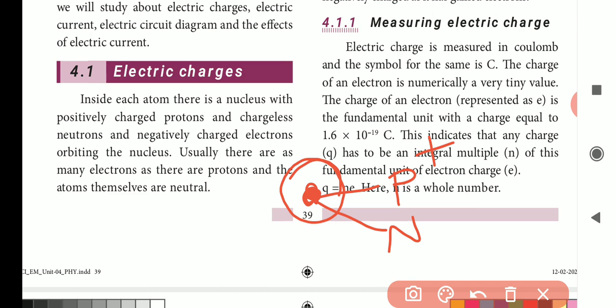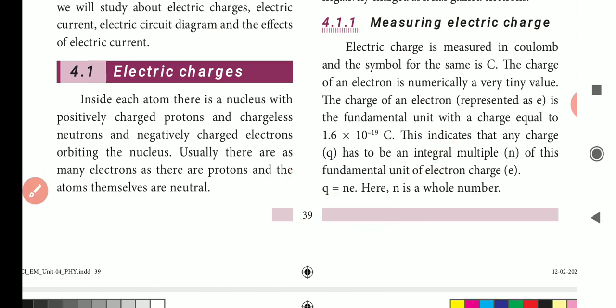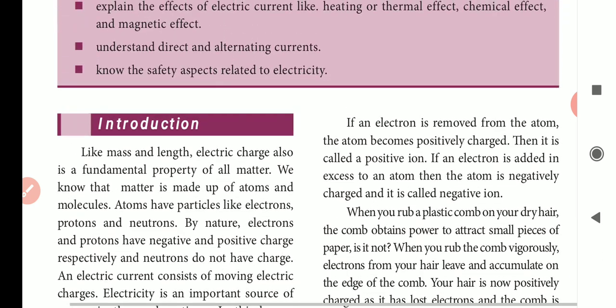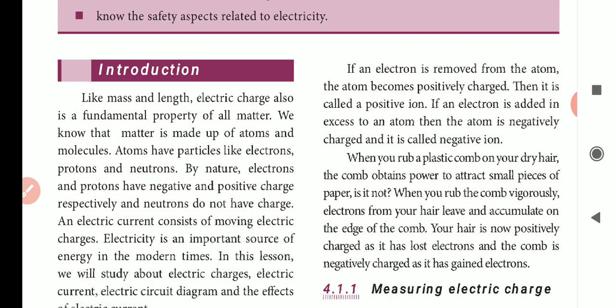Electrons move around the nucleus. This is the orbit. Electrons move around the nucleus, which has positive protons and chargeless neutrons. Right. Usually there are as many electrons as there are protons, and the atoms themselves are neutral. All the protons are neutralized by electrons.